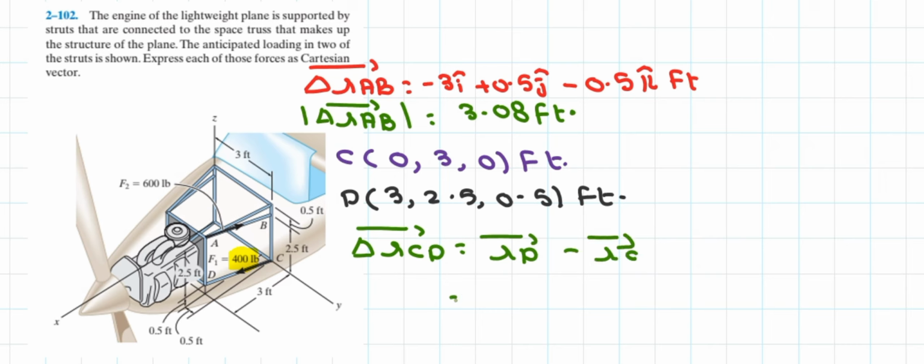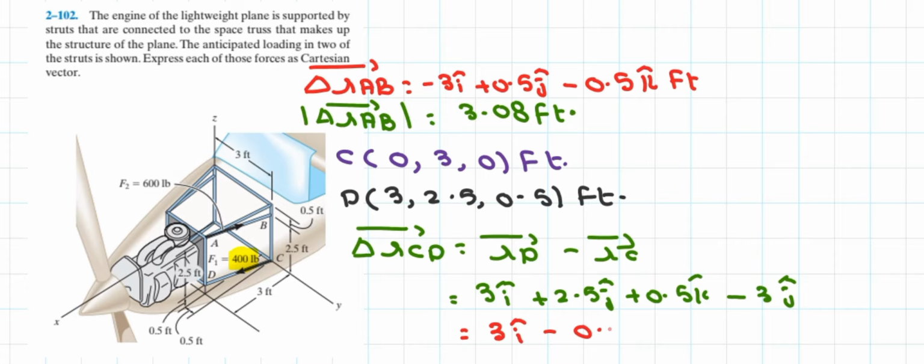So the location of RD is nothing but 3i with positive 2.5j with positive 0.5k with negative sign 3j. So add 2.5j with 3j, so you will get negative 0.5j. So the position vector is written as 3i with negative 0.5j with positive 0.5k foot. This is basically the position vector of RCD.